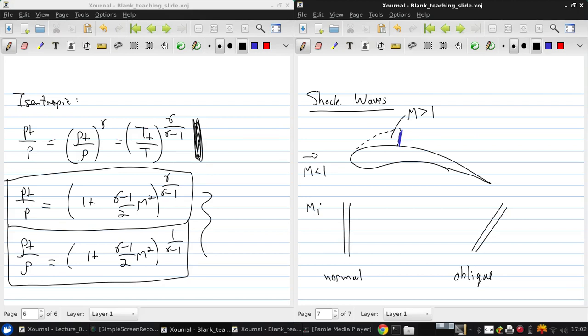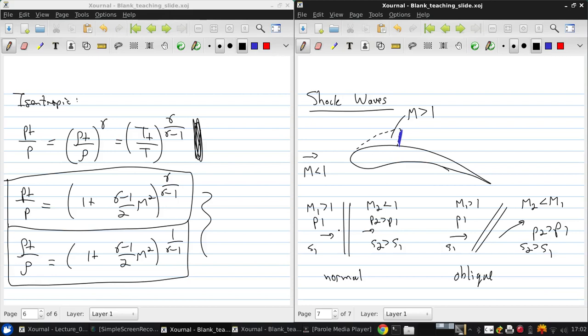For a normal shock, the upstream Mach number is supersonic. There's some pressure and some entropy. And afterwards, there's a subsonic Mach number. The pressure goes up and the entropy goes up. For an oblique shock, things look similar on the upstream side. But downstream, the flow has turned. The Mach number is less than the incoming Mach number, but may still be supersonic. The pressure still rises, as does the entropy.